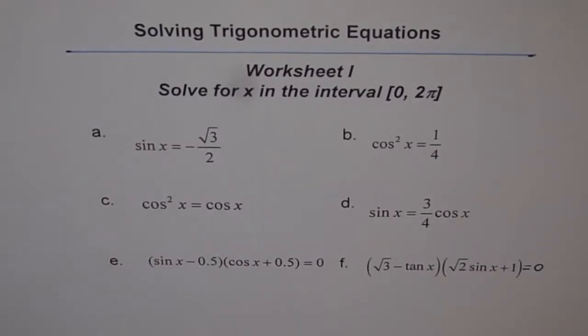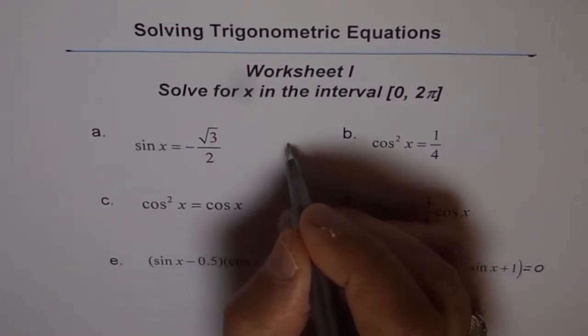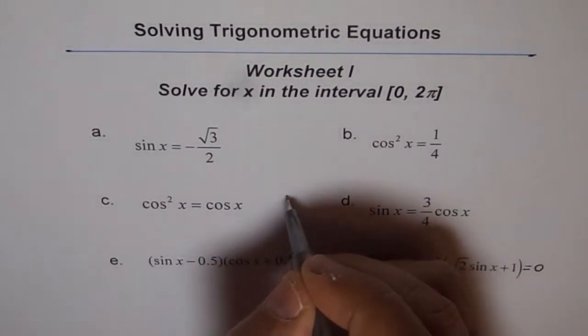Solving trigonometric equation, worksheet 1. The whole idea of worksheet 1 here is to understand the primary trigonometric ratios, sine, cos and tan, to understand in which quadrant they are positive and in which quadrant they are negative. That means you need to understand this particular quadrant.